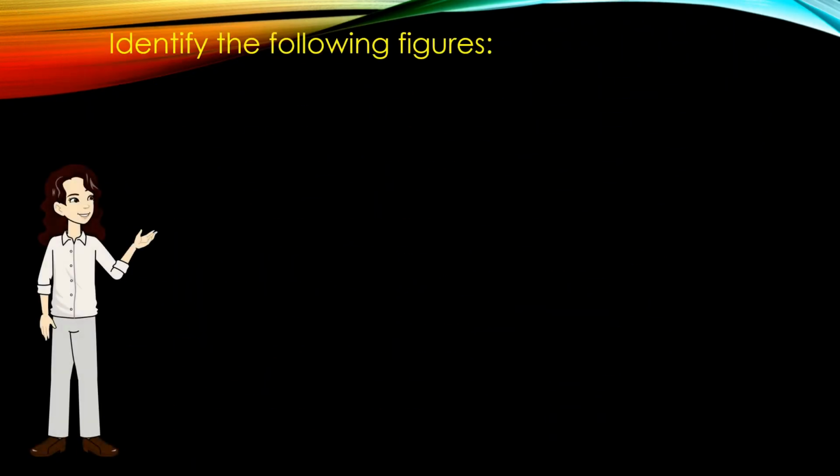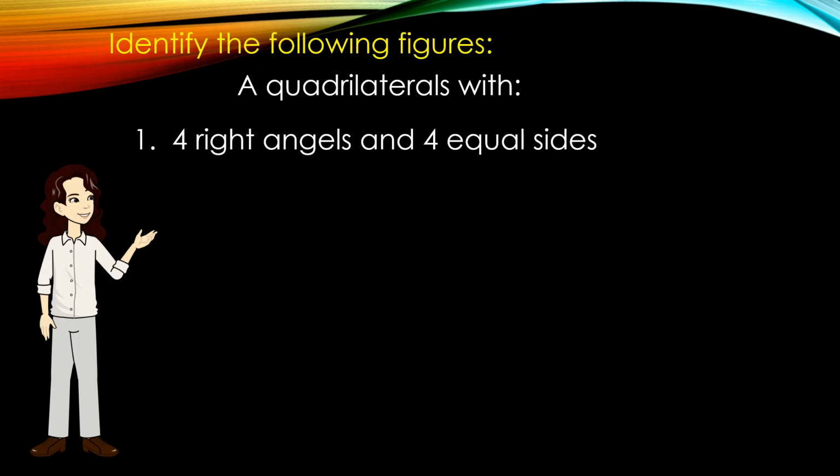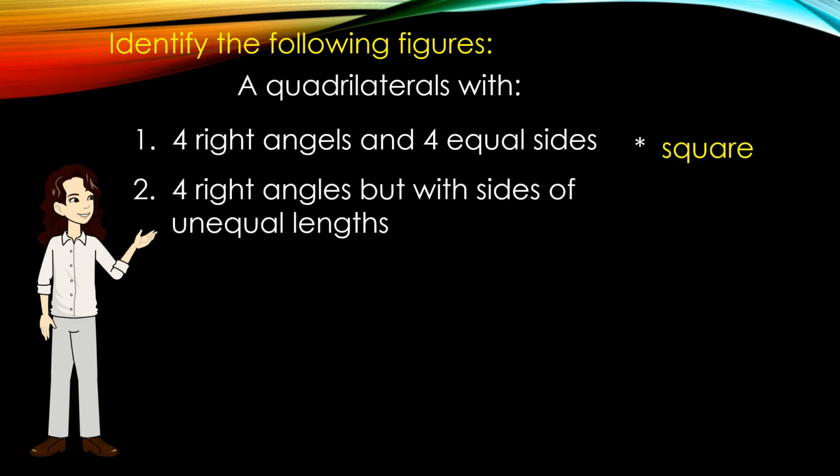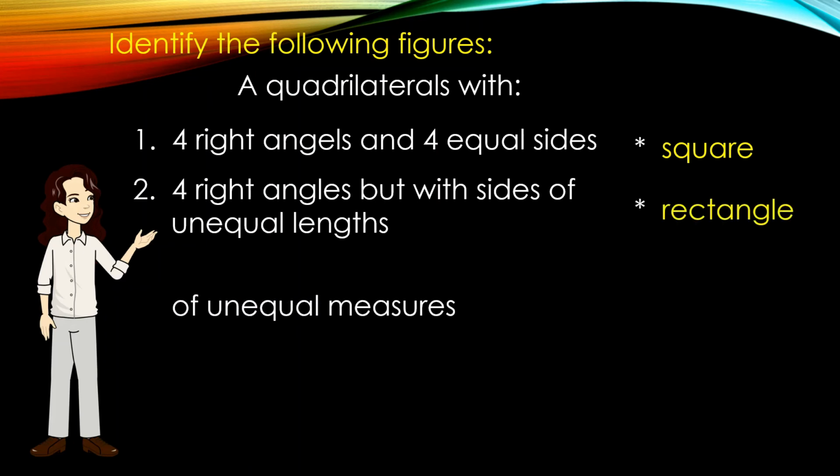Next one: identify the following figures. Quadrilaterals with 4 right angles and 4 equal sides. What kind of quadrilateral is this? 4 right angles and at the same time 4 equal sides. That is a square. Number 2. 4 right angles but with sides of unequal length. That is called a rectangle.